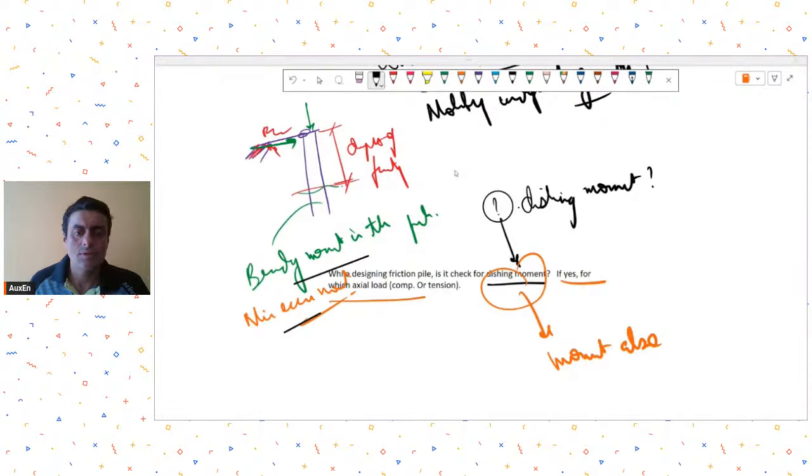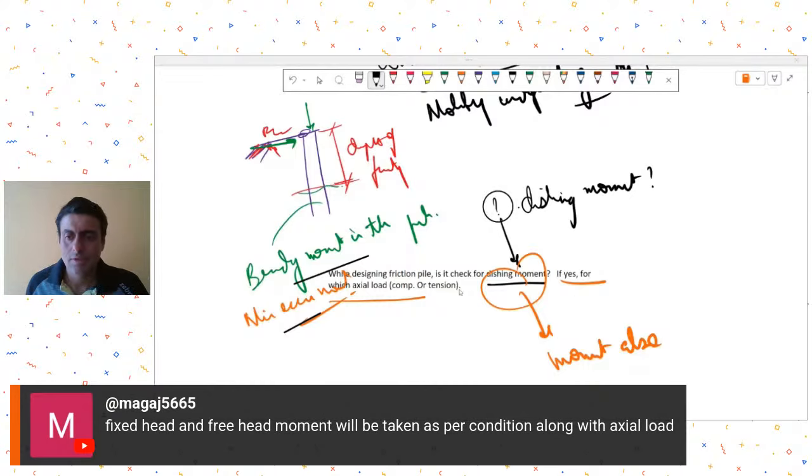Okay, so this was engineer Abhijit Sathe. Mr. Magaj is saying fixed head and free head movement will be taken as per condition along with axial load. Correct. So movements that will be calculated in this manner will be considered while you are checking the cross section of your pile and when you are finding out the reinforcement in the pile.